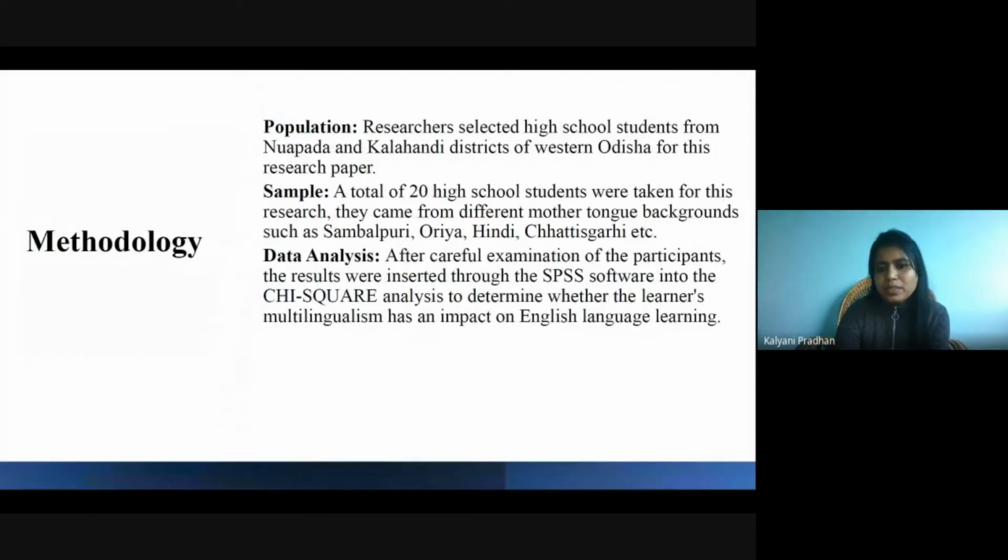Methodology, population: I already discussed it, that I take 20 students for the sample size. Then I describe the data analysis. After careful examination of the participants, the results were entered through the SPSS software into the chi-square analysis to determine whether the learner's multilingualism has an impact on English language learning.